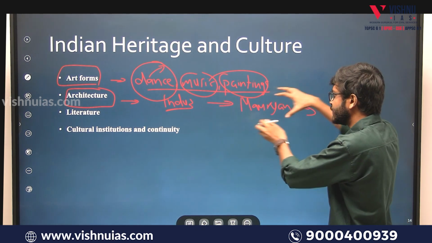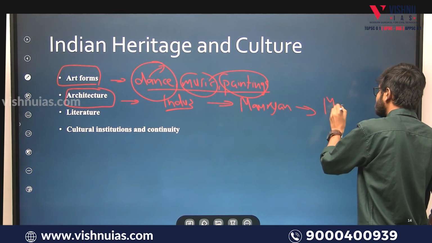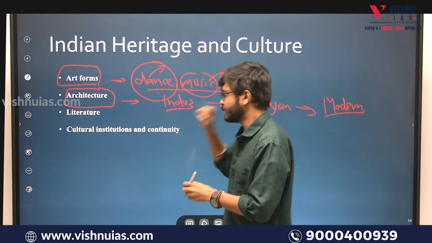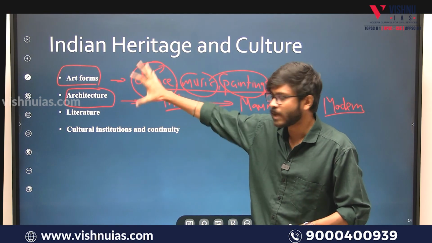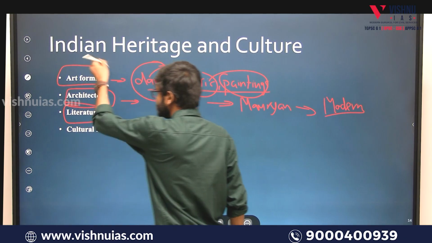Again, you have to continue the timeline and reach a point near the modern period, like the European style of architecture. All these things are correct. All these terms are given in the syllabus itself, so obviously you'll have to go with all these terms. Obviously for literature also the same thing.